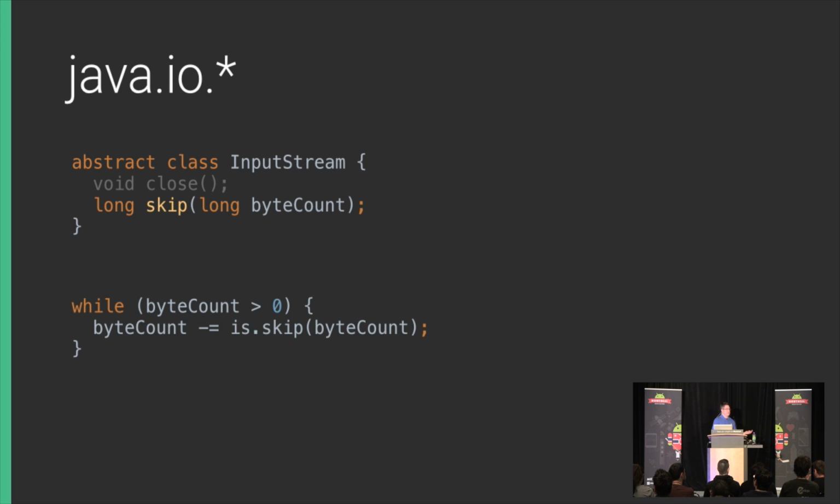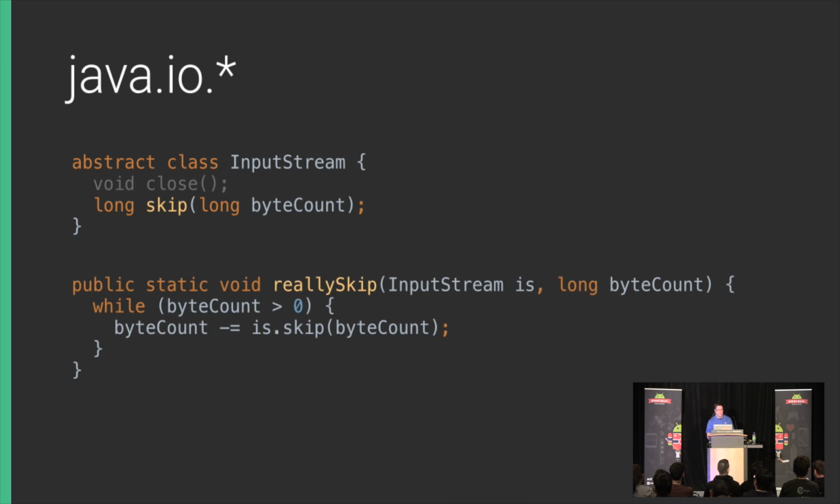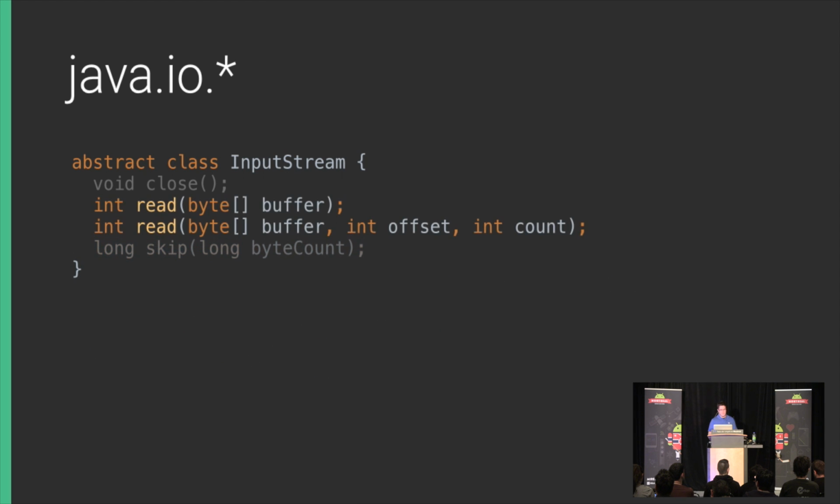InputStream is already placing a burden on you, the caller, by forcing you to loop every time you want to skip. So you either have to, every time you call it, loop yourself, or throw some utils method somewhere that does the loop for you, and always remember to call it. So we're 2 methods in, and we're already seeing some faults with InputStream.